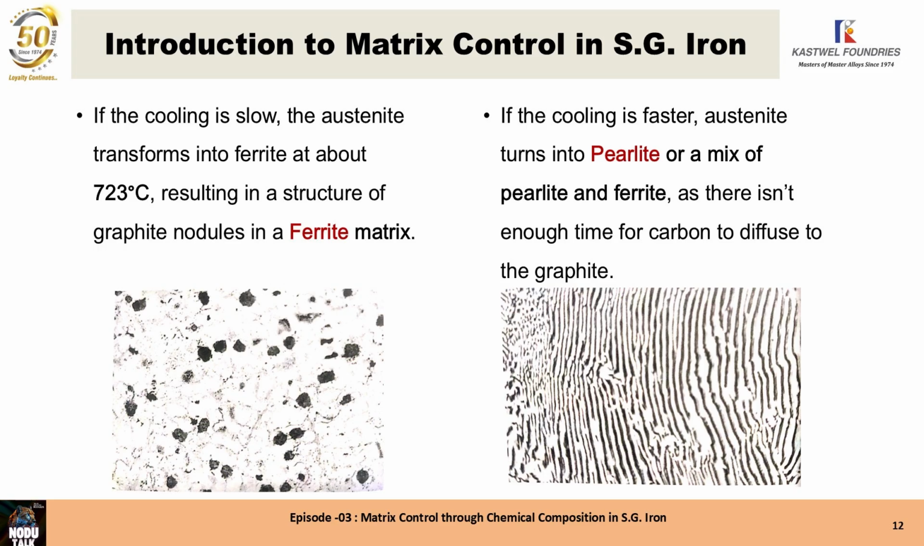This is the structure below. If the cooling is faster, austenite turns into pearlite or a mixture of ferrite and pearlite, as there isn't enough time for carbon to diffuse to the graphite. If you look at the structure of pearlite below, it consists of ferrite and iron carbide or cementite. That's the structure of pearlite: alternate layers of ferrite and iron carbide.